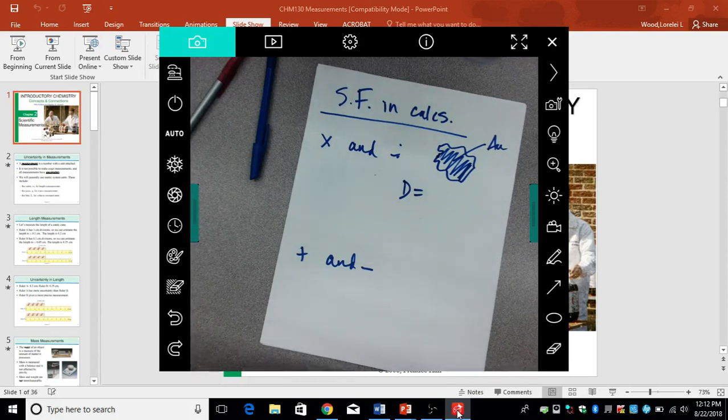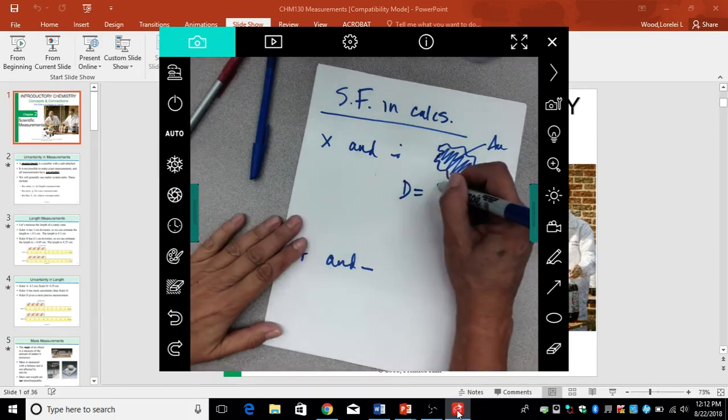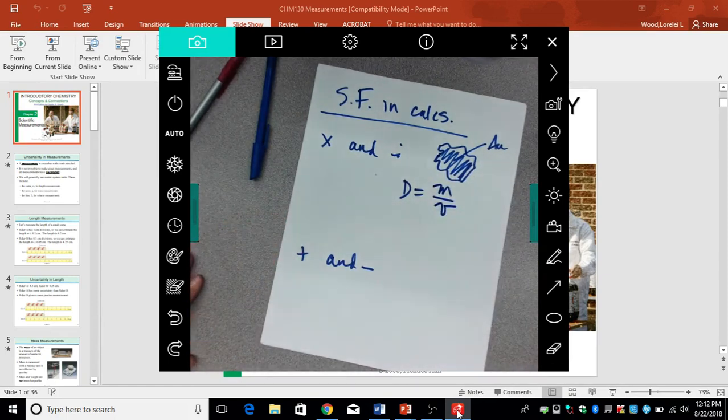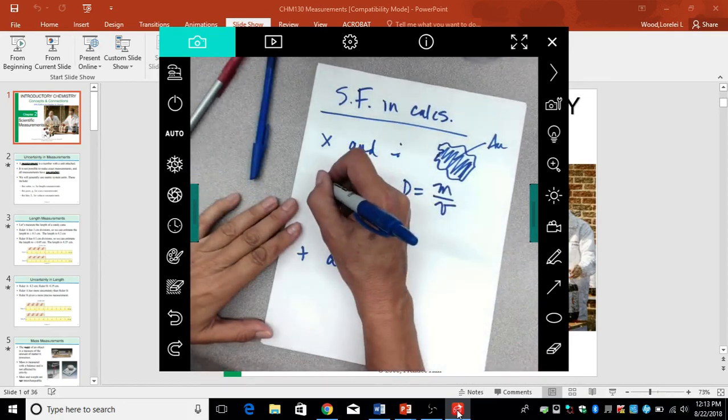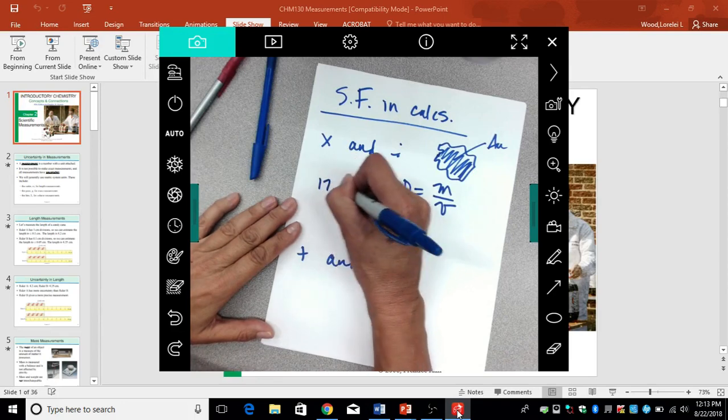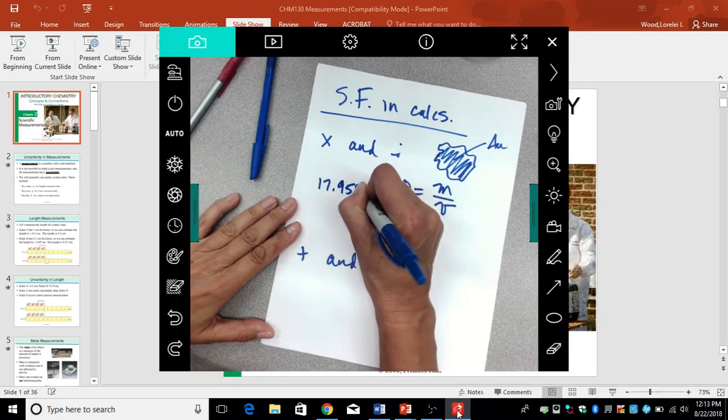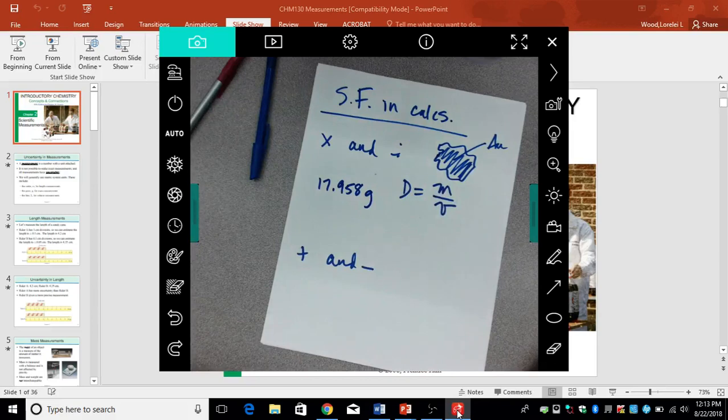Mass over volume, which is kind of timely because here on the overhead, we're talking about mass measurements, right? Mass measurements you make with a balance beam or an electronic balance, and you guys have done that in the lab. And so say I take my hunk of gold and I put it on one of the balances in the lab that some of you have learned how to use already, and I find out the mass of gold is 17.958 grams. Write that down, 17.958 grams is the mass of my hunk of gold.